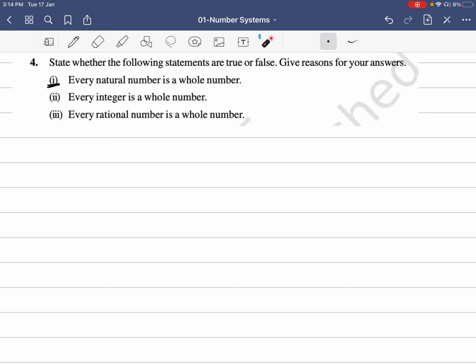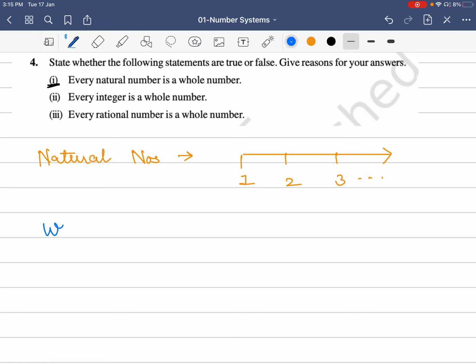Every natural number is a whole number. Okay, so for this we'll be needing the help of a number line. So I'm going to write the number line for natural numbers. We all know that natural numbers start from 1. So 1, 2, 3, dot dot dot, and this arrow indicates that there are infinite numbers on the right hand side. And then again, very quickly, let's go to whole numbers.